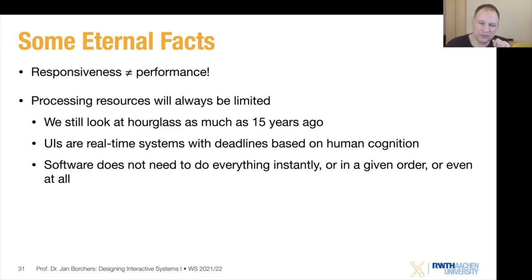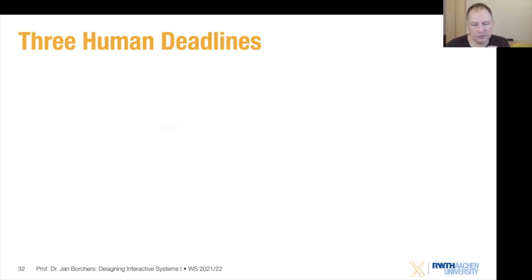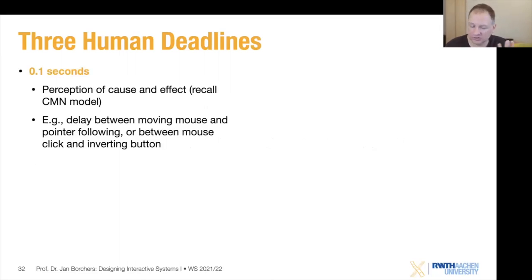So in order to understand what we do need to do, we need to know about three human deadlines. And these are extremely important numbers that I want you guys to remember because they will come back again and again. The first one you already know, 100 milliseconds or 0.1 seconds, which is the limit that we know from the CMN model at which users perceive something as happening at the same moment, essentially at the same instant. So anything that takes longer than 100 milliseconds or even gets close to these 100 milliseconds will lead to the user perceiving a delay between cause and effect and therefore losing the feeling of physical effect, right?